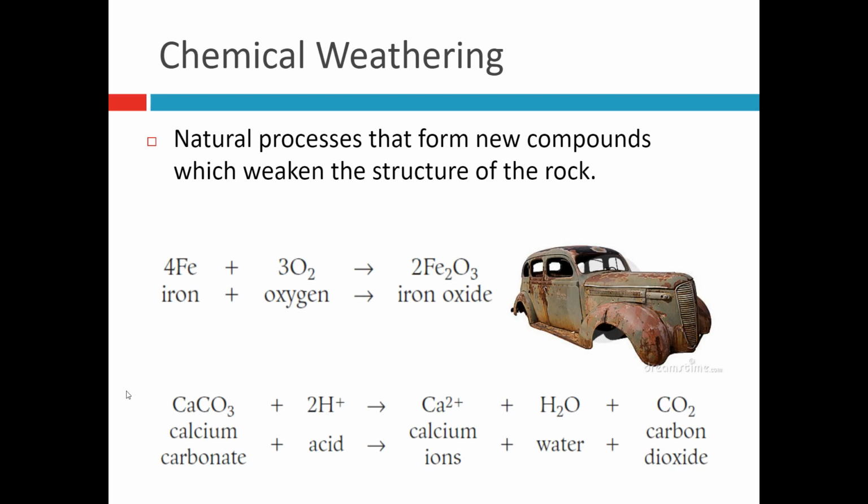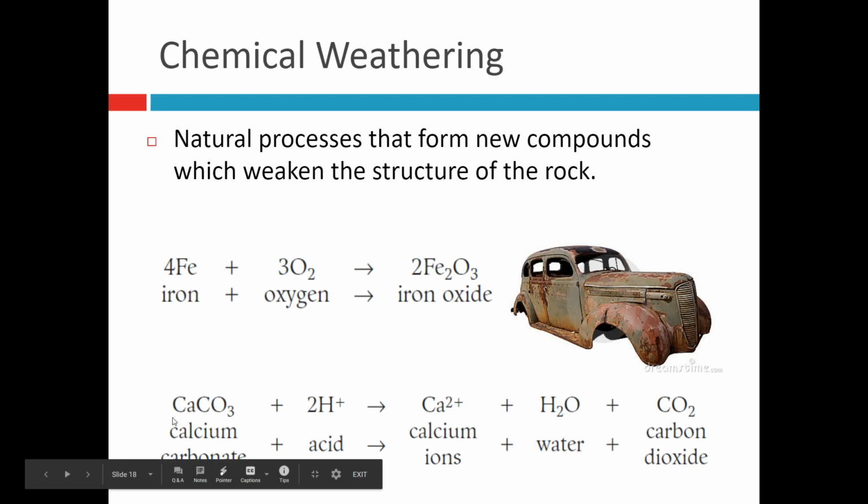Same is true with calcium carbonate. Calcium carbonate, if you didn't know, is the chemical structure of calcite, a very common mineral on Earth. If you expose calcium carbonate to acid, it will form ions of calcium plus water plus carbon dioxide. And all of these things are much weaker than they used to be. And so we have a breakdown of a typical rock that might have iron or might have calcium carbonate into weaker structures. Okay, so chemical weathering is really weakening the rock.